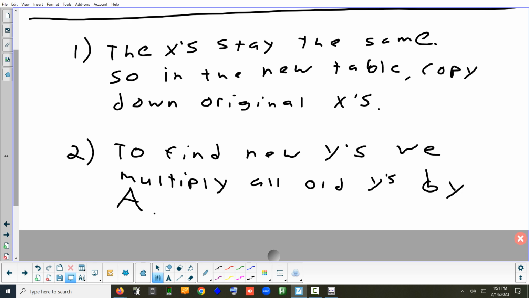You don't want to get rid of the negative if there was a negative in front, because the negative is going to cause a flip. And the only time you get rid of the negative is if the question says, what is the amplitude? Then you don't want to give me a negative. Other than that, just take the number that's in front, just the way it is, and multiply the old y values by that number.